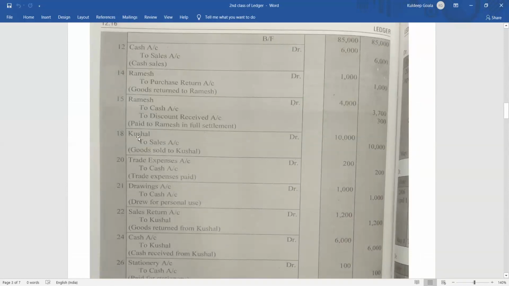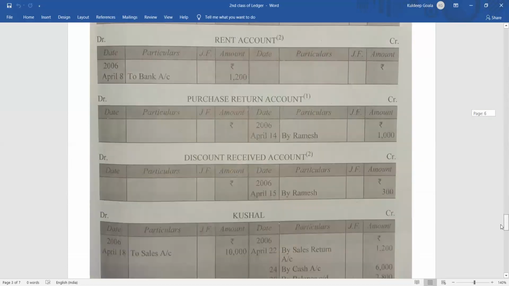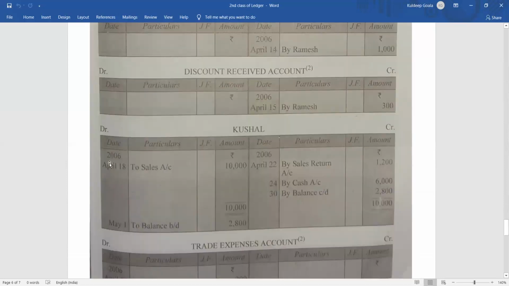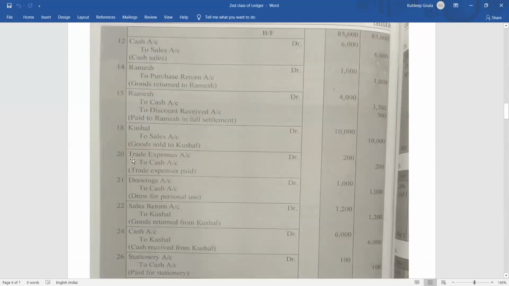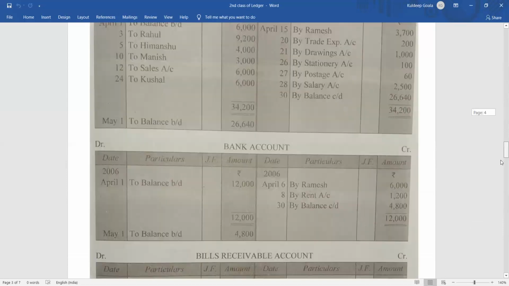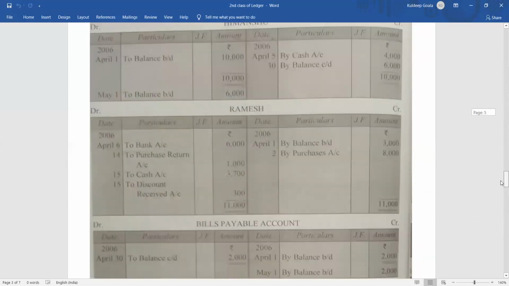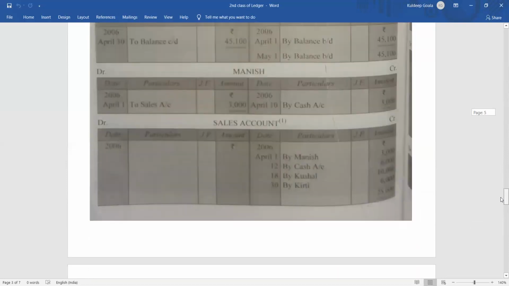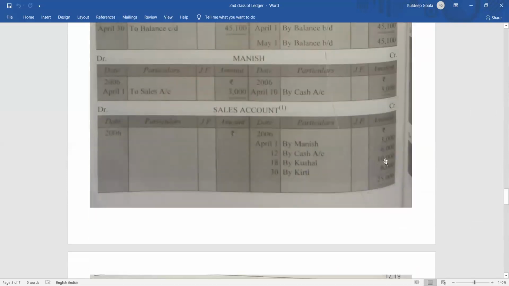So go in the debit side of Kushal and write down to sales, isn't it? See, Kushal debit side to sales, 10,000. And sales credit side, isn't it? You can see the journal entry. What will happen? Sales credit side by Kushal. See in the sales account by Kushal, 10,000. Right? Understood?